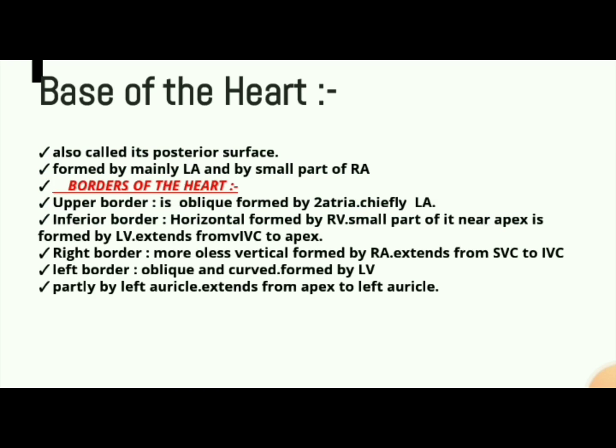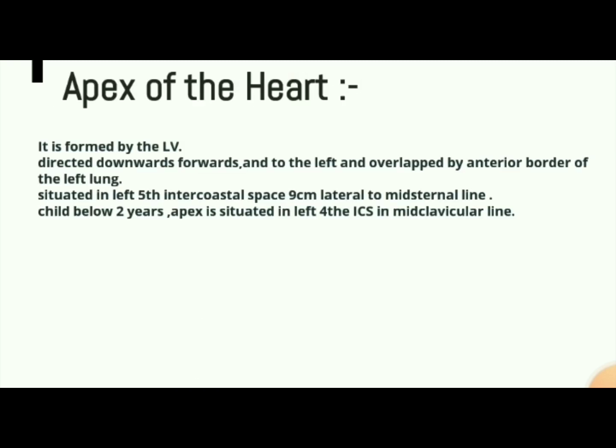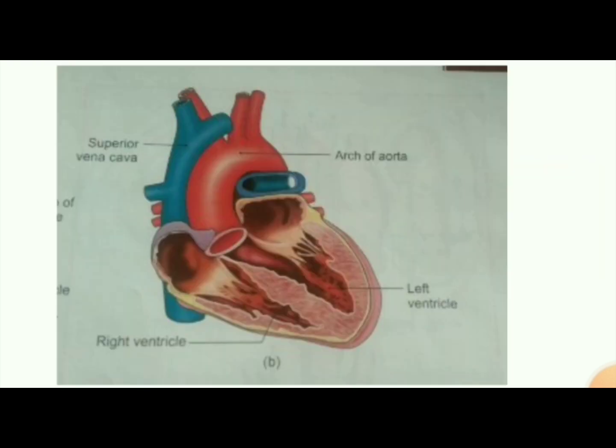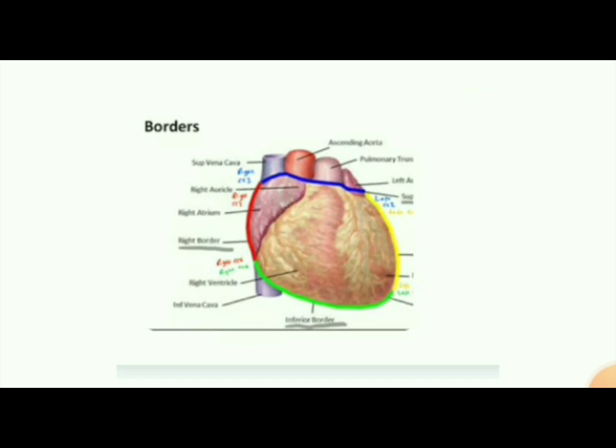Okay, let's see. Yes, the left border, which is oblique and curved, and it is formed by the left ventricle, partly the left auricle, and extending from the apex to the left auricle. So this is your left border, which is oblique, guys, extending from the apex to your left auricle. This is the left auricle, so apex to your left auricle.